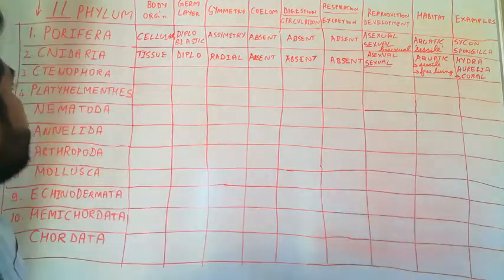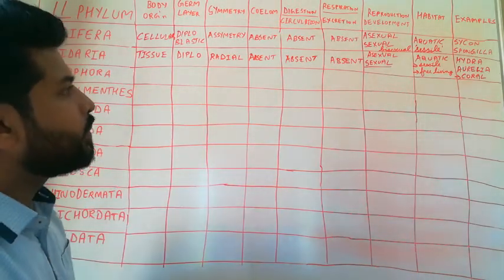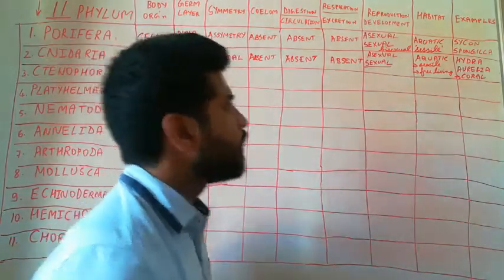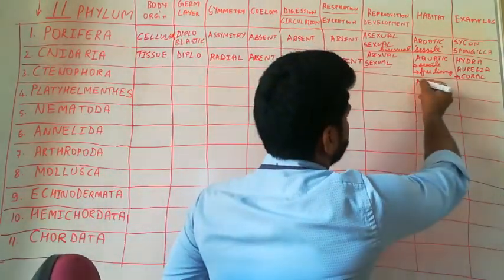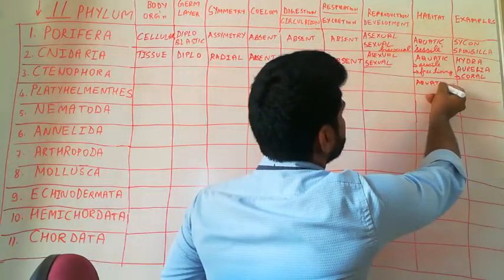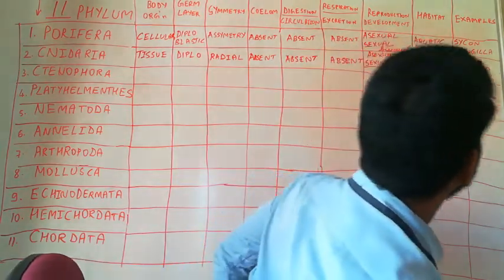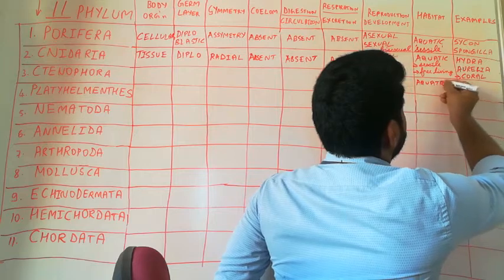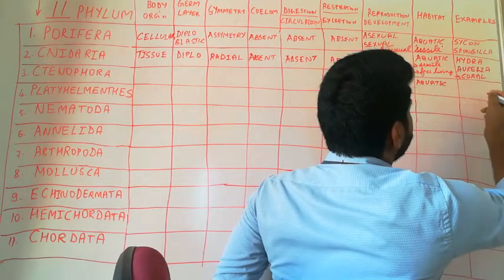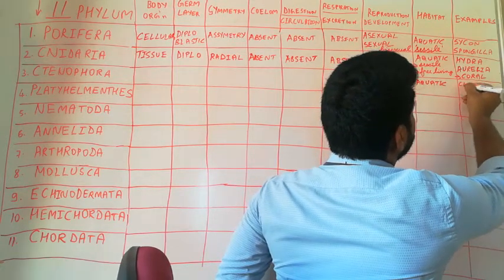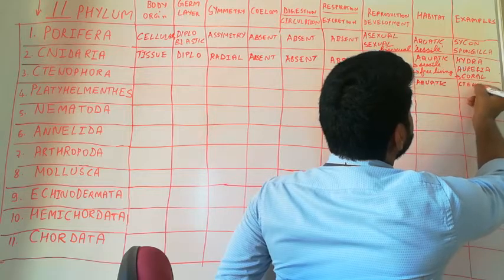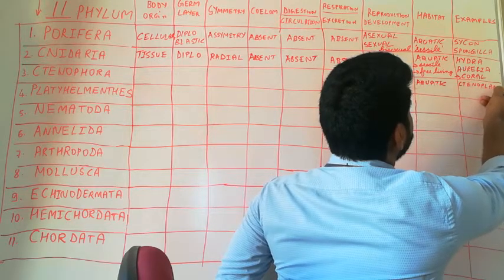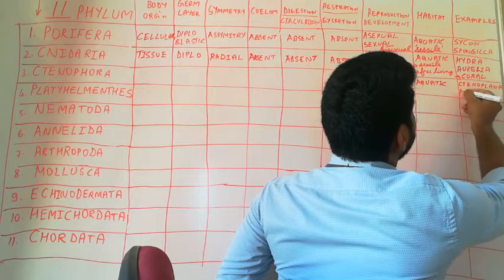Moving on to the third phylum, that is Ctenophora. Ctenophora are also present in water. It is represented by Ctenoplana, that is an organism, Ctenoplana, and Pleurobrachia.